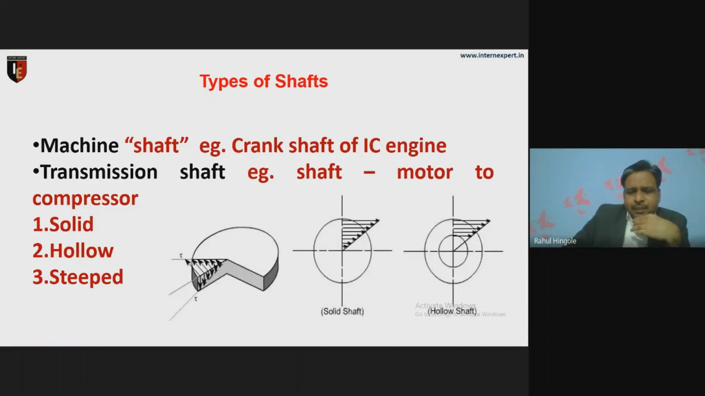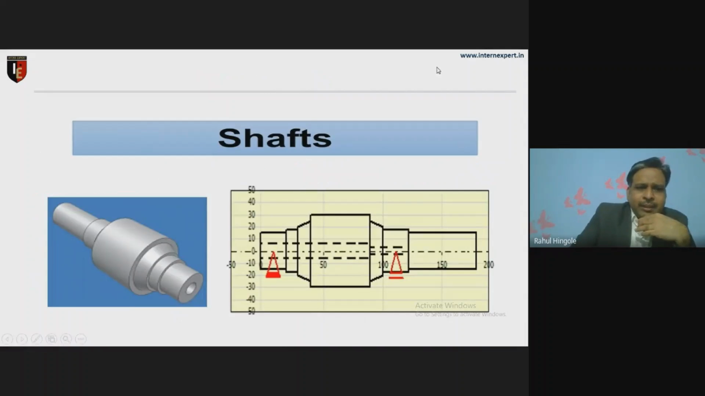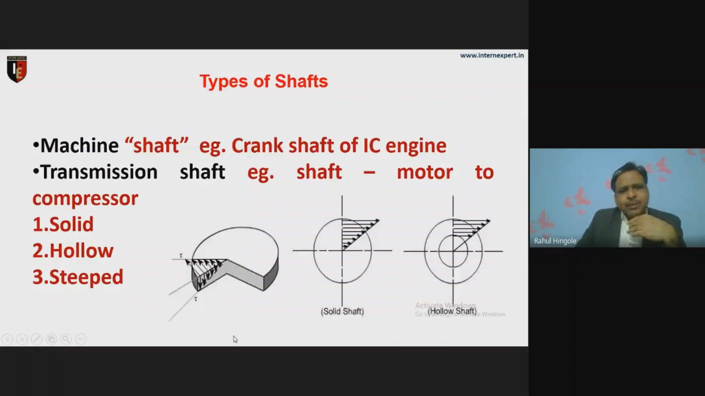Then steps are provided. These are the first step, the second step, the third step. That is called a step shaft. So the previous example is a hollow shaft plus a step shaft. Both combinations are there in that particular type of shaft.